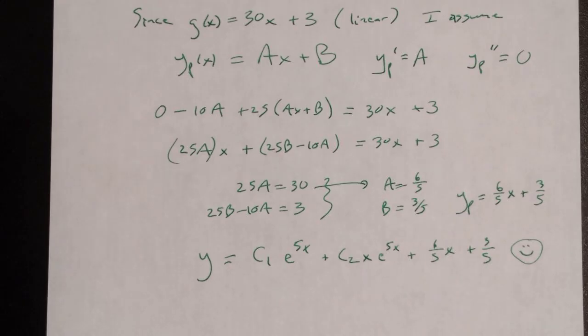That's all I needed to do. Huh. If I had initial conditions or boundary conditions, I could solve for C1 and C2. But I haven't got them, so I'm not going to. But the general idea is that if I can match yp's form to the form of g of x, it works.